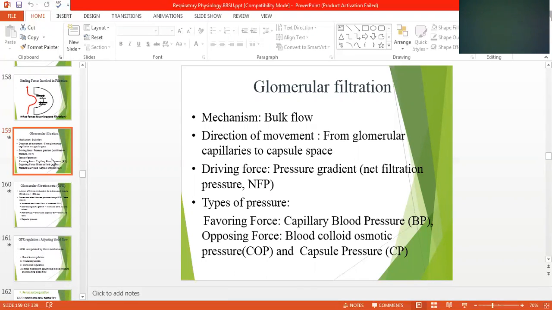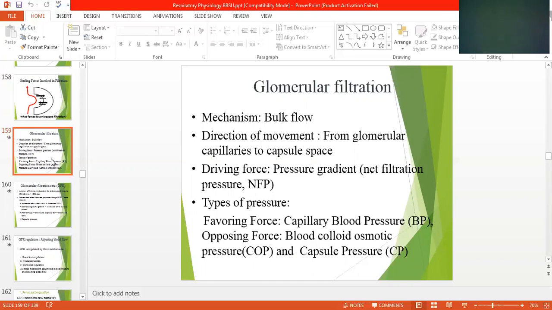Glomerular filtration. The glomerulus is a bunch of capillaries present in the Bowman capsule, and the blood comes in through those capillaries into the glomerulus and Bowman capsule, and then this is filtered through the kidney tubules. Mechanism: bulk flow, the direction of movement from the glomerular capillaries to the capsule's space. Driving forces: pressure gradient, net filtration pressure, NFP.